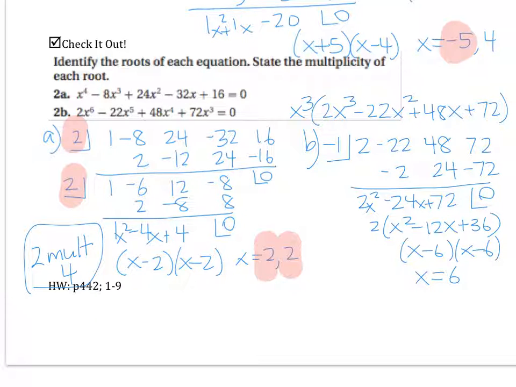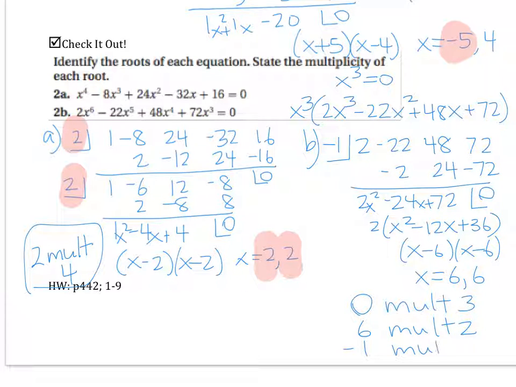So you get x equals 6 twice, and negative 1. And up here you still have x to the third equals 0, which is 0 3 times. So you have 0 with a multiplicity of 3, 6 with a multiplicity of 2, and negative 1 with a multiplicity of 1.